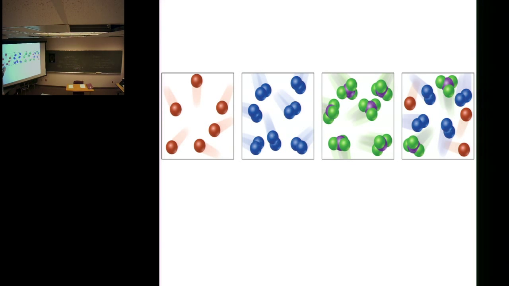Element. It's an element because? It's all the same matter. It's all those same balls, right? Same color.